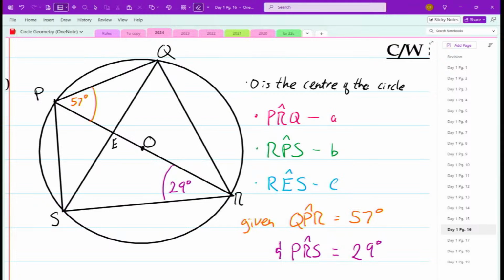So this tiny angle right here is going to be equal to this one. So this tiny angle here is also going to be equal to this. 27, 29. And minus both of that angle together.